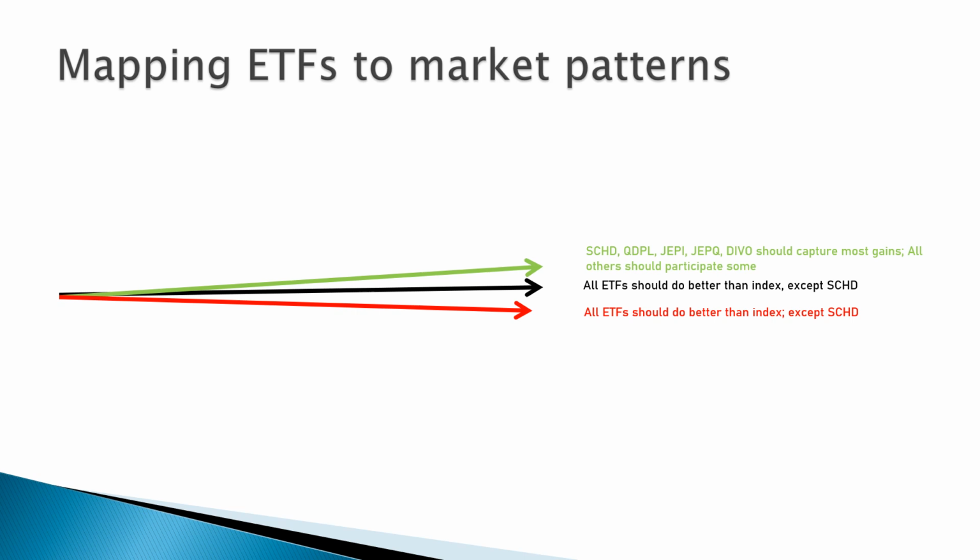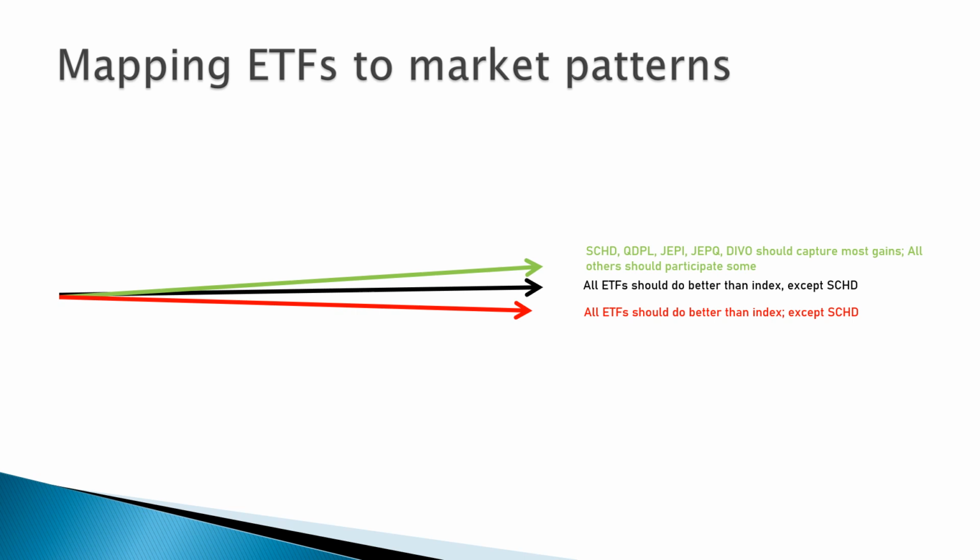So SCHD will have full participation because there's no cap on growth, there's no covered call being sold. QDPL should do extremely well because 88% of it moves with the market. JEPI and JEPQ should do well because of both. Notionally, they don't sell calls on 100% of the portfolios, and there's enough of a gap between market price and strike price in the way they have structured their ELNs, so that should be good.